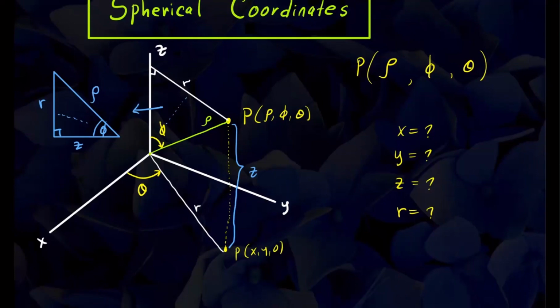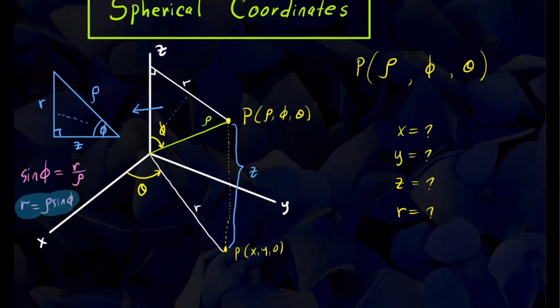So by looking at this picture, we know by our trigonometric functions that sine phi is going to be opposite over hypotenuse. So this is opposite, this is hypotenuse. So sine phi is going to be r over rho. And then if you multiply both sides by rho, you're going to get r is equal to rho sine phi. So this is the very important definition that we need to remember. In spherical coordinates, r is rho sine phi.